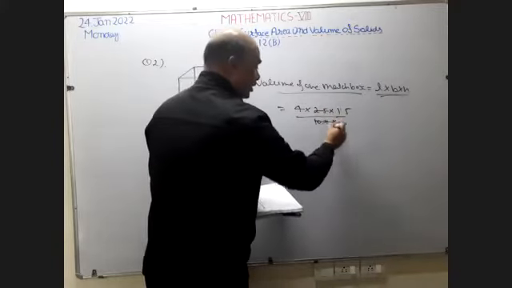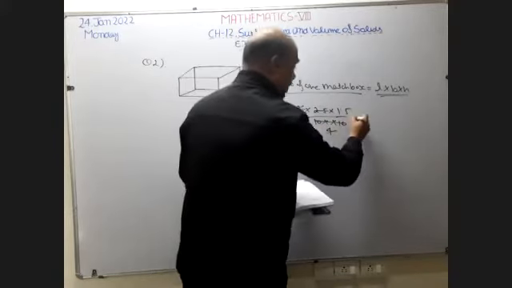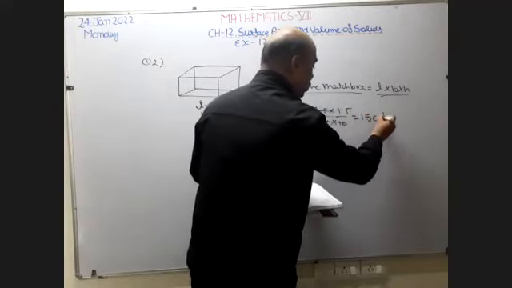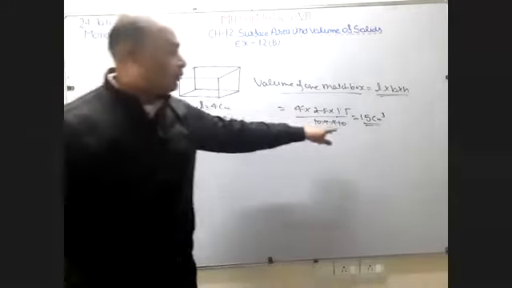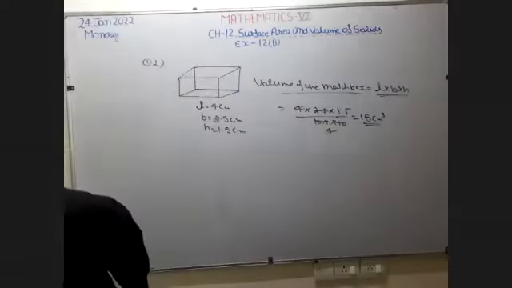Now 25 4 is 100. 4 is going to cancel with 4. So what is left? 15 centimeter cube. So this is the volume of one matchbox. Okay. So this 15 centimeter cube is the volume of one matchbox.